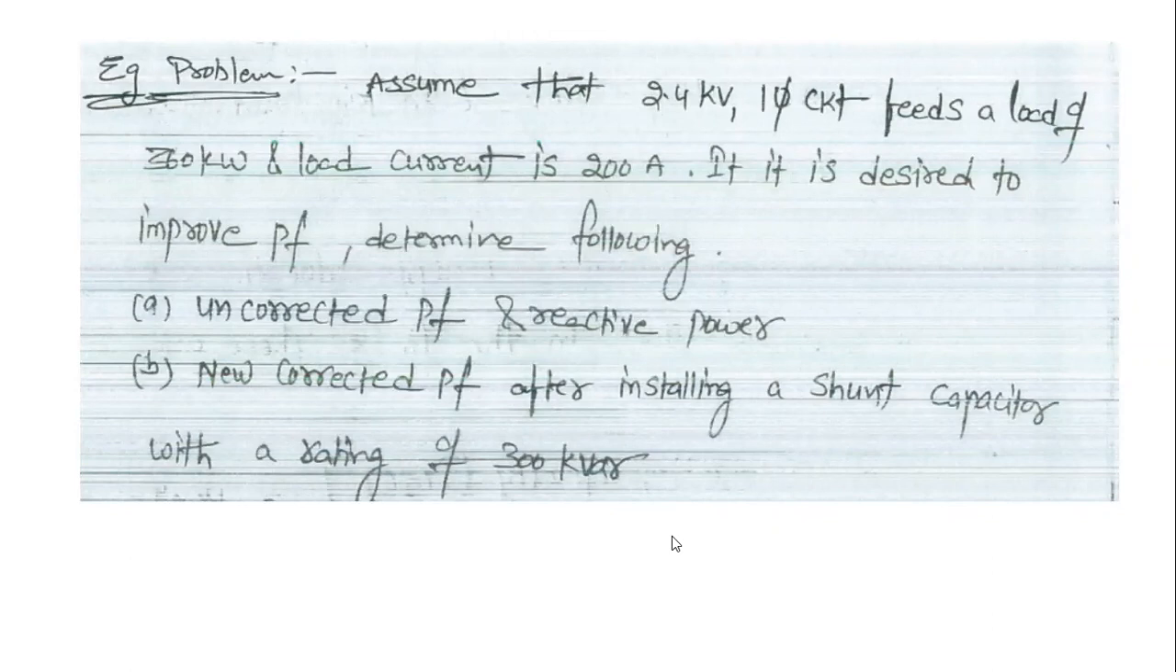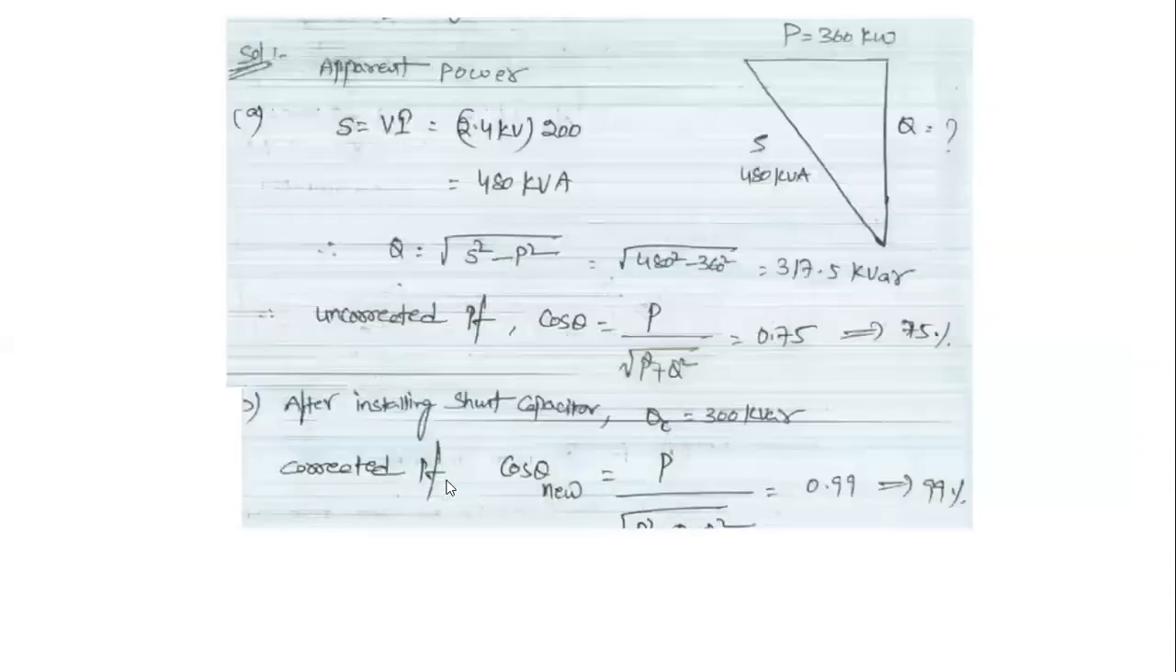Assume that a 2.4 kilovolt single phase circuit feeds a load of 360 kilowatts and the load current is 200 amperes. It is designed to improve the power factor. Determine the following: the uncorrected power factor and the reactive power. Next, the new corrected power factor after installing a shunt capacitor with a rating of 300 kVAr.